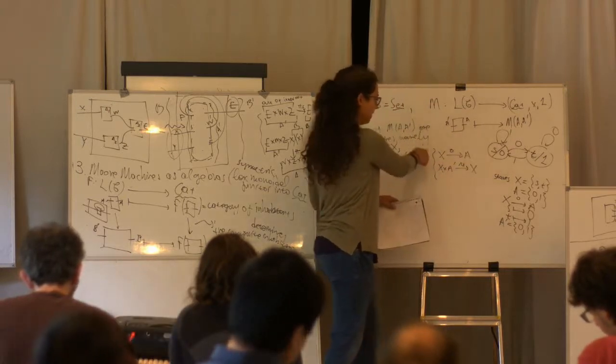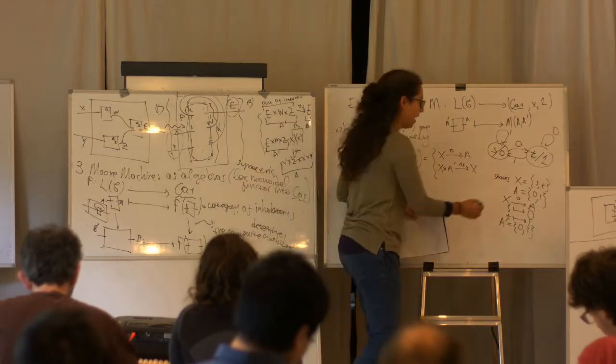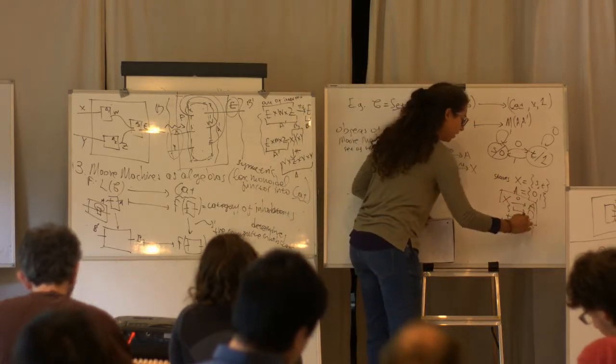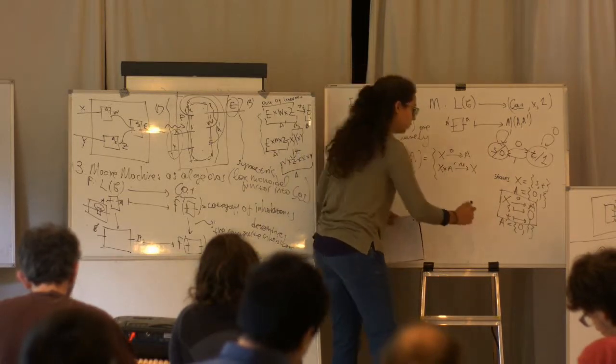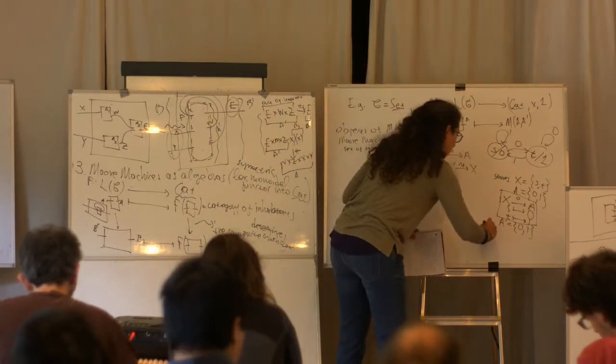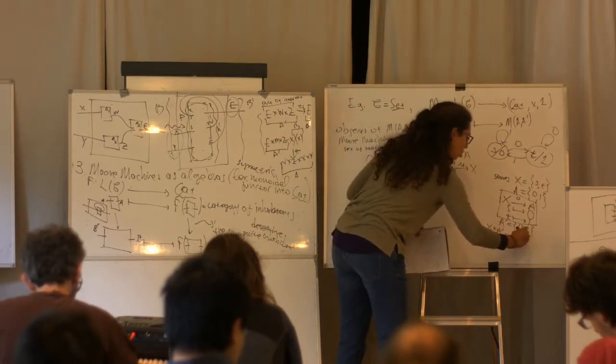But if I want to write this in a lens-specific way, I have the output function right here. And now I want the update function. So the update function takes the set of states, so X, and then the set of inputs, which is again 0, 1, and goes to a new state.